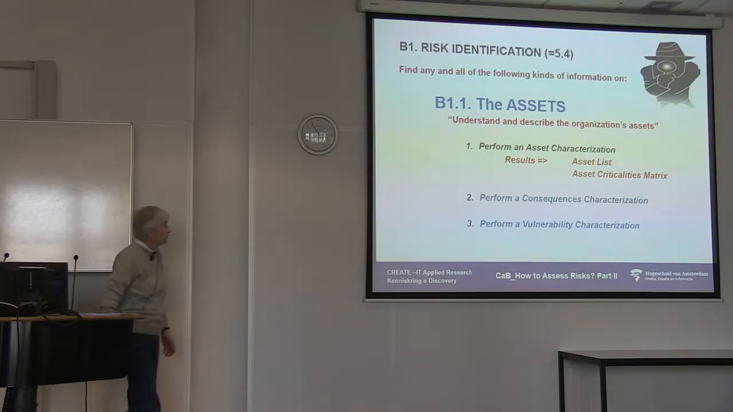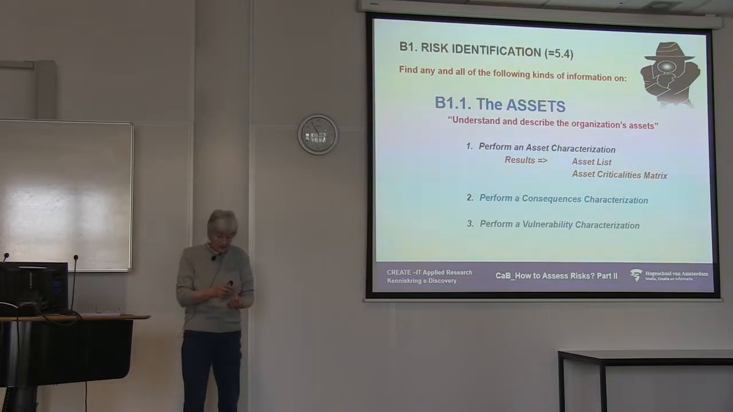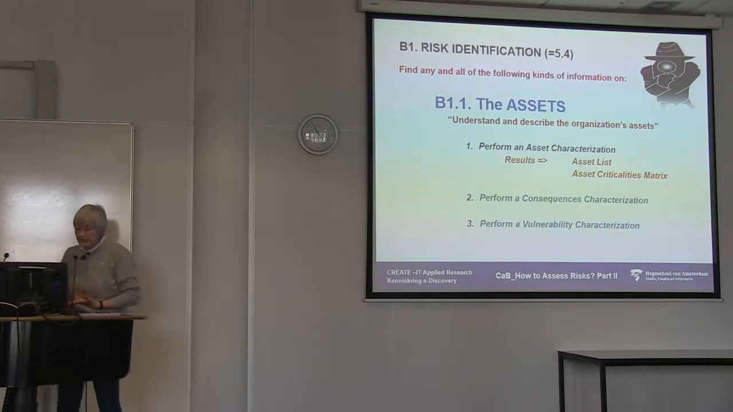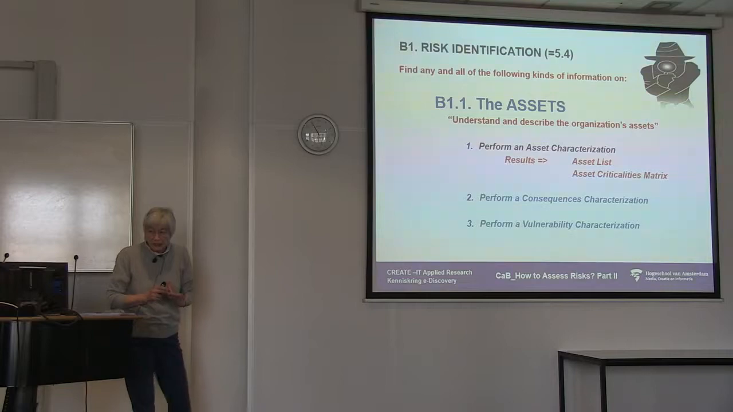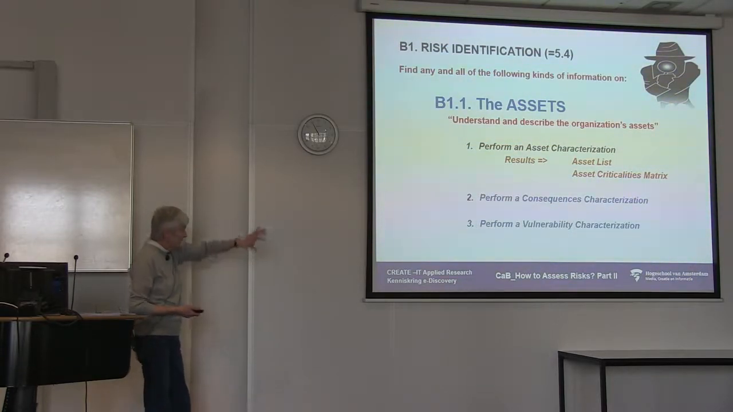So, where do we stand now? We did risk identification, the first part, the assets, understand and describe the organization's assets. We did the asset characterizations. We have two results, the asset list and the asset criticalities matrix. Like I said, normally you would do the consequences characterization and the vulnerability characterization, but that's quite difficult to understand. It's easier to understand when we first did do the threat agents and the threats. So I'll put it aside, and that will be part of lecture 4.